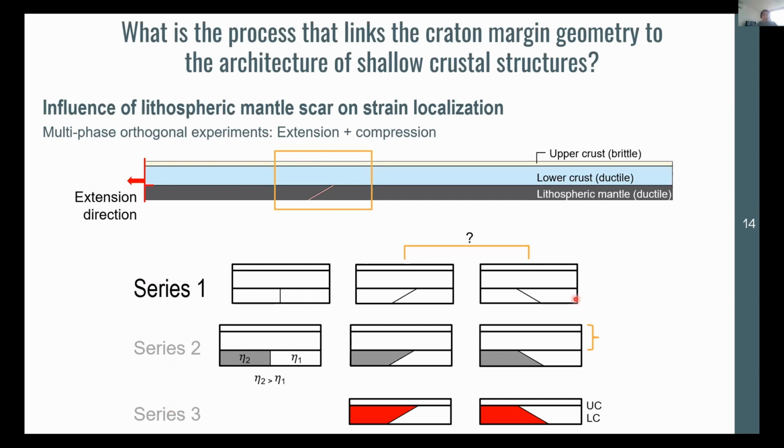We have three series of experiments. The first series just looks at different types of geometry in the lithospheric mantle. In the second series, apart from the geometry, we have different materials on each side. The gray color shows the craton side, where we have a stronger material. And the third series of experiments is where we extend the geometry to the lower crust and see what the impact of that is on upper crustal structures.